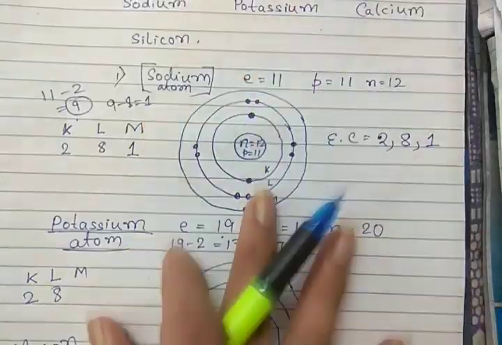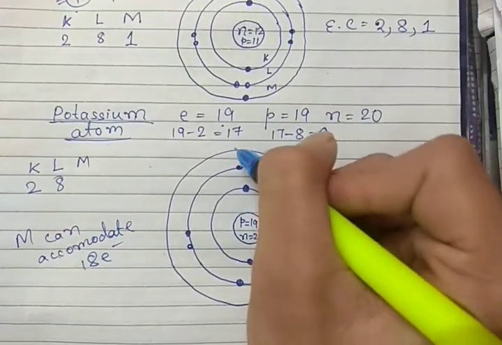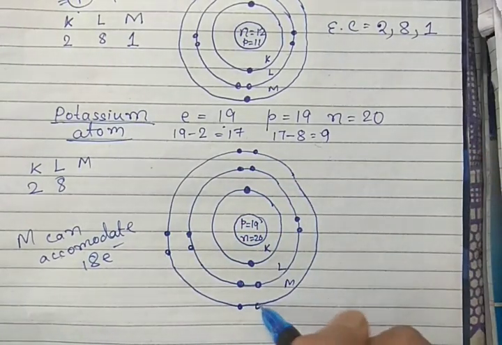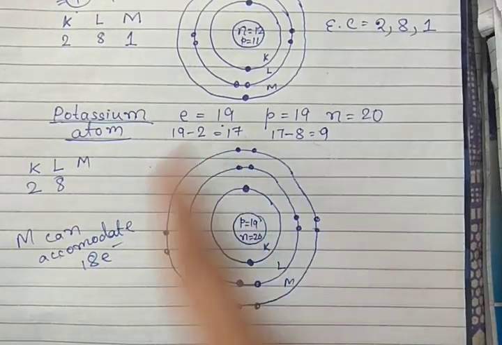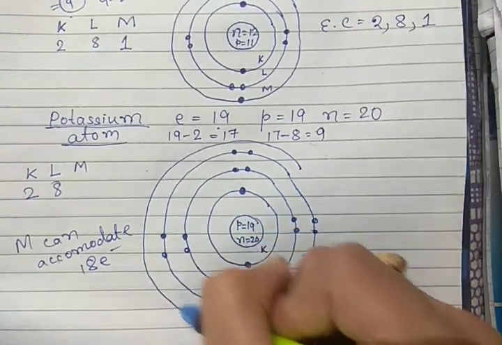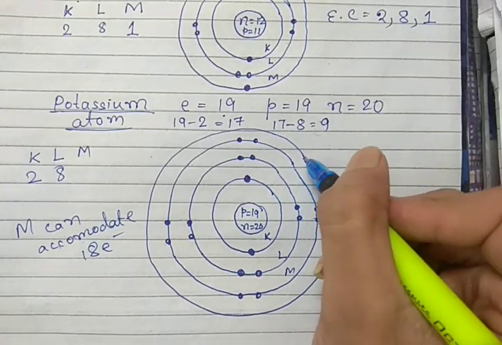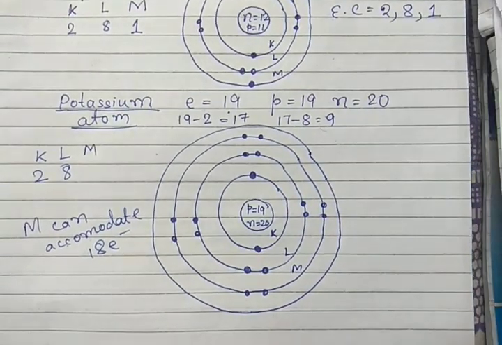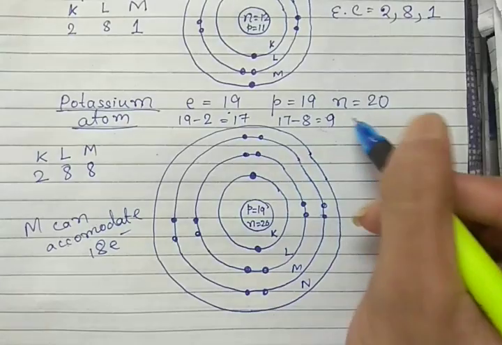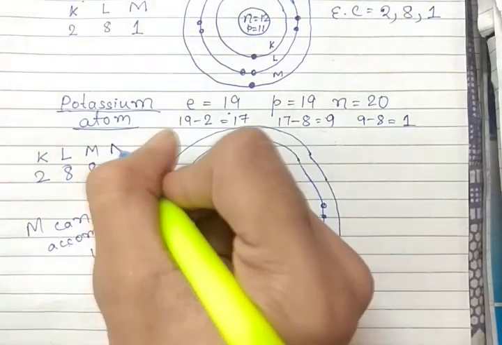So at this moment M shell is the outermost shell, so I am placing electrons 1 2 3 4 5 6 7 8. Now as soon as 8 electrons are in M shell, a new shell will be formed. According to Bohr-Bury theory, as soon as 8 electrons are in the outermost shell, at a certain moment a new shell will be formed. Okay, so new shell is formed, that is N shell. M shell had 8 electrons, so 9 minus 8, number of electrons remaining is 1. So N shell will have 1 electron.